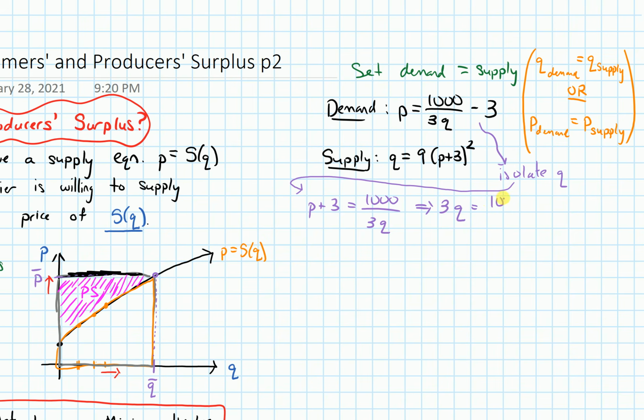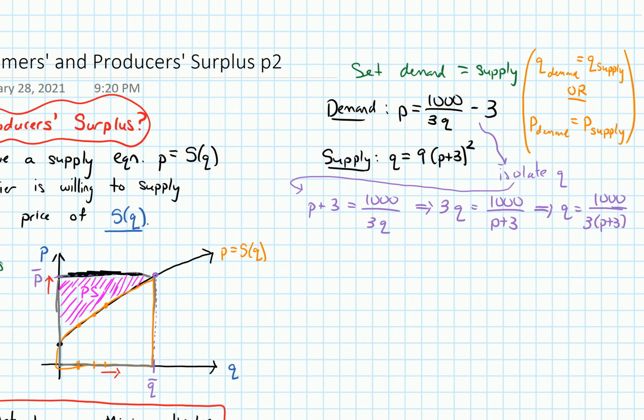So this equals 1,000 over P plus 3. And now we're almost there. Now I just need to divide that 3 that's with the Q. Oh, whoops, sorry. No equal sign. This should be an arrow. Arrow. Q equals 1,000 over 3 times P plus 3. So when I divide by that 3, it goes to the denominator.